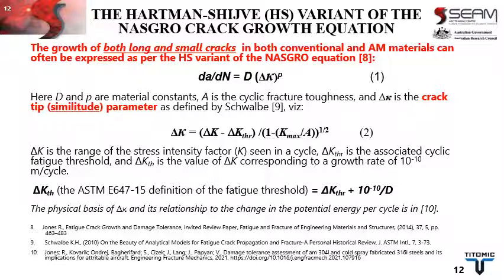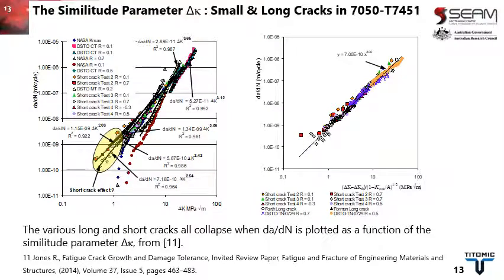With this definition of delta kappa, the crack growth equation is given by equation 1, which looks pretty much like a Paris equation, but with delta K replaced by delta kappa. This slide illustrates that if you express the da/dN against the similitude parameter delta kappa, as in the figure on the right-hand side, then the anomalous crack growth curves that appear to arise when you express the da/dN against delta K vanish. In other words, all of the various long and short crack curves collapse.